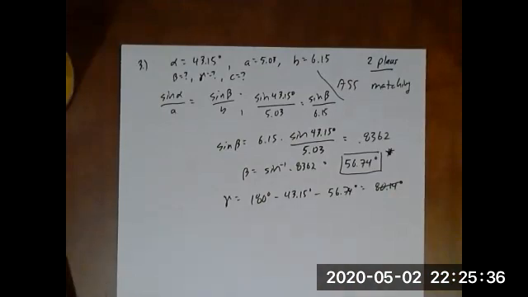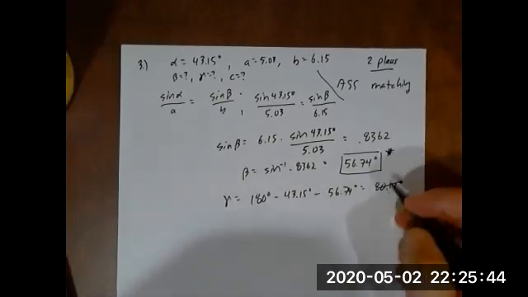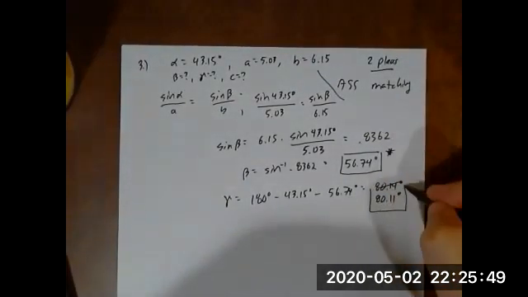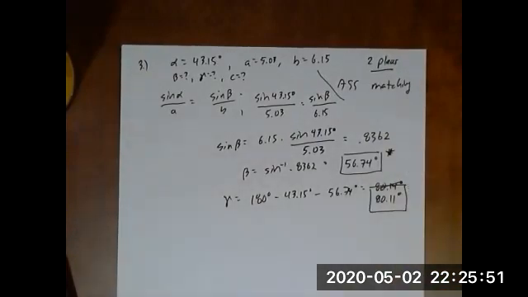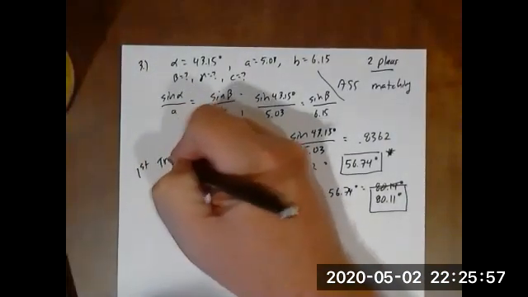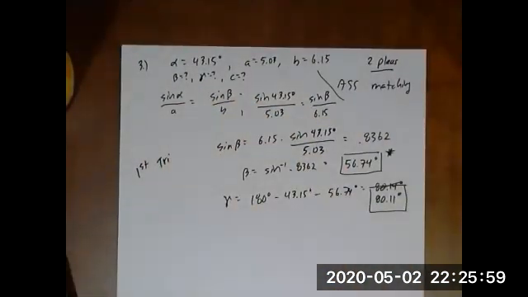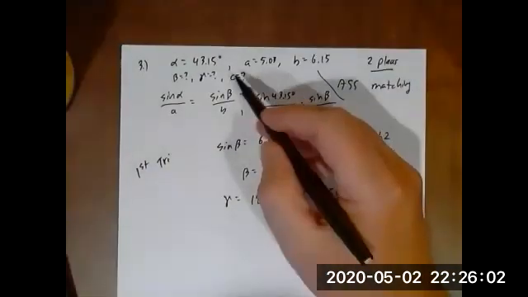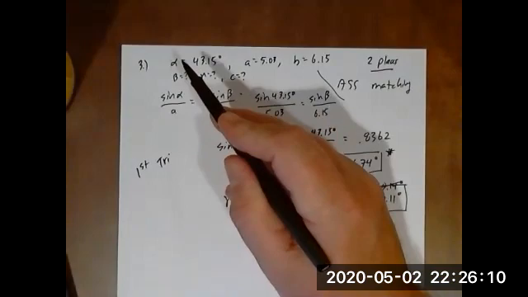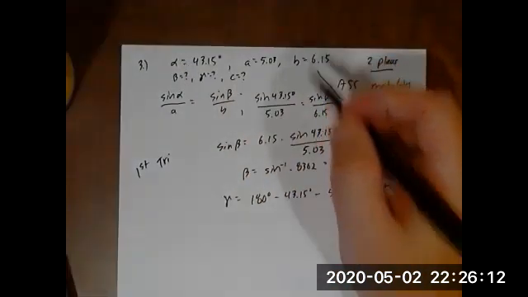180 minus 43.15 minus 56.74. So I do get the same answer as WebAssign. That makes me feel better. So now for this first triangle, once again, I can even write it over here, first triangle. There may only be one triangle, I don't know, but I know for sure there's at least one. The last thing left is C. I'm going to use law of sines to figure out C, and I can use law of sines with either A or B. I'll just do A.